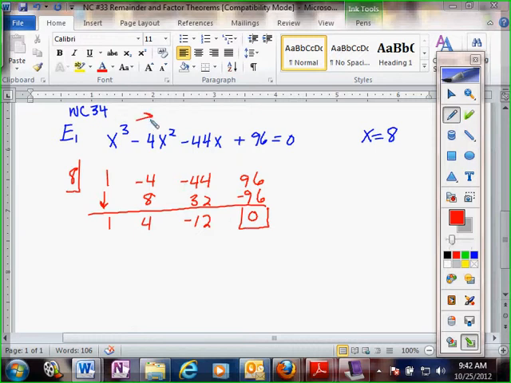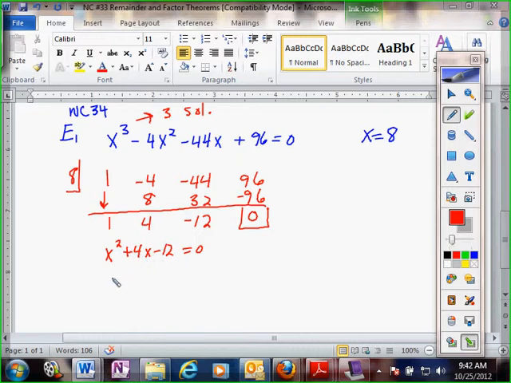But I need 3 solutions because I have the highest power of 3. So I have 2 remaining solutions. Well, if I started off with the cubic, what I have left after synthetic division is a quadratic. So I have x squared plus 4x minus 12 equals 0. How can I find these last two? Well, I'm going to first try to factor because that's the easiest way.